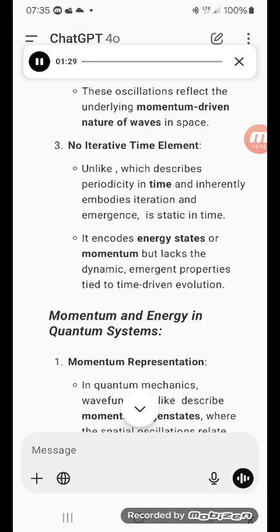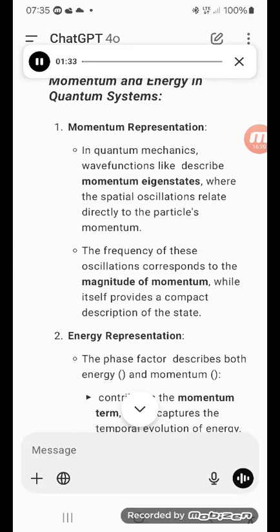Momentum and energy in quantum systems. 1. Momentum representation. In quantum mechanics, wave functions like psi of x equals e^(ikx) describe momentum eigenstates where the spatial oscillations relate directly to the particle's momentum. The frequency of these oscillations corresponds to the magnitude of momentum, while e^(ix) itself provides a compact description of the state. 2. Energy representation.